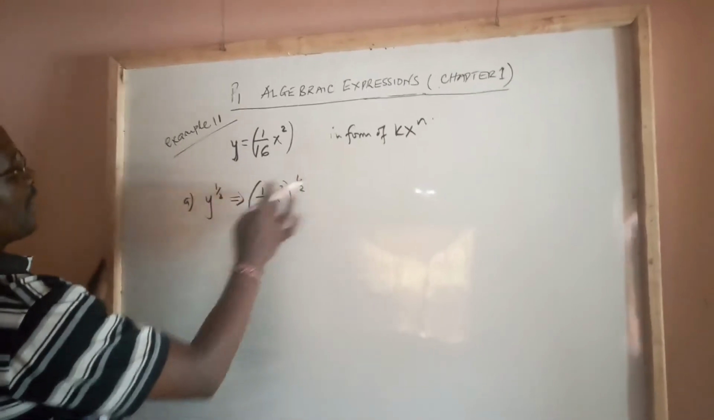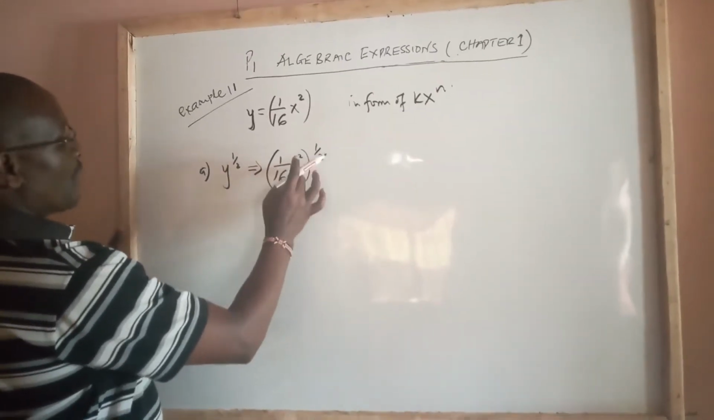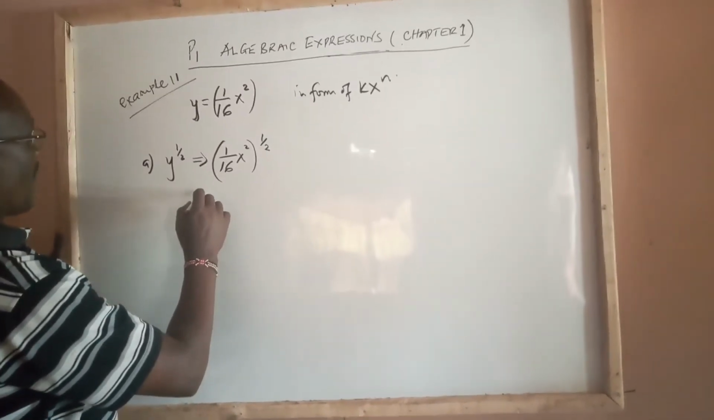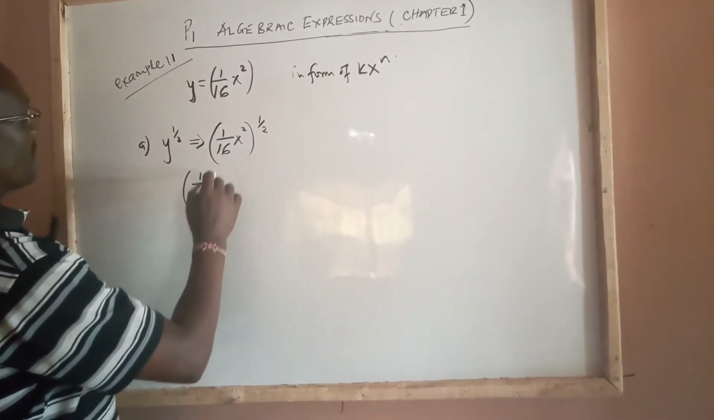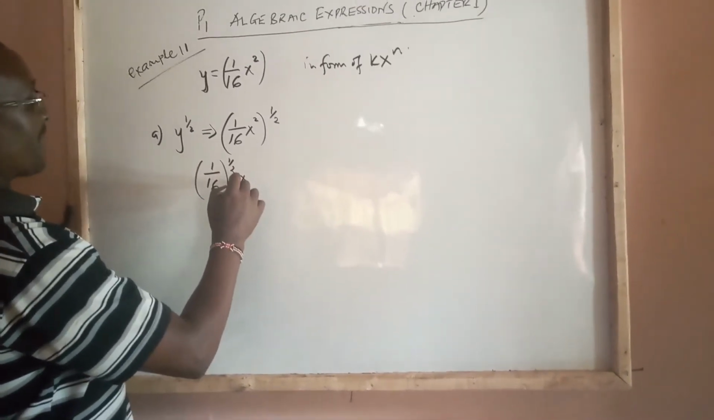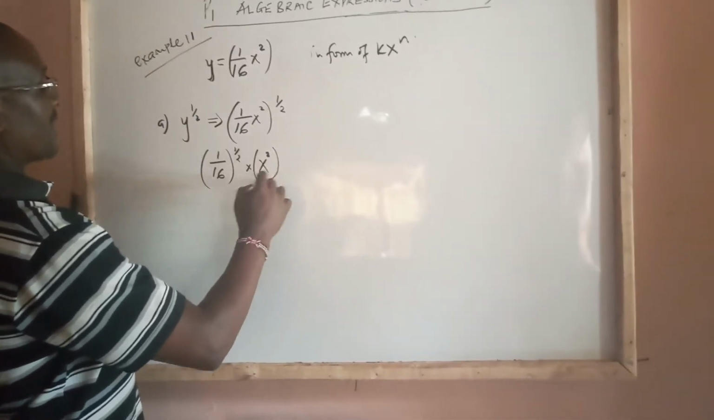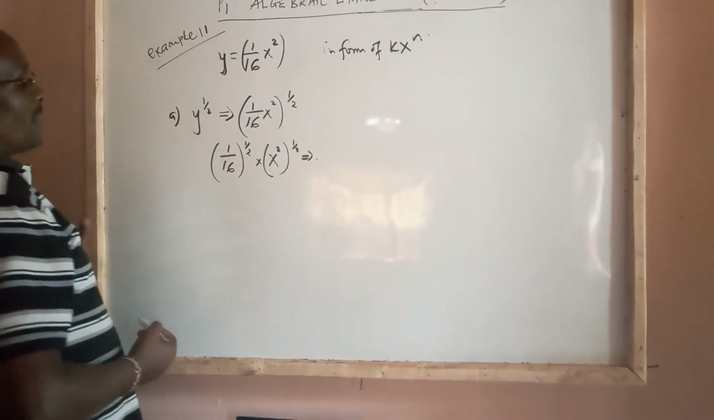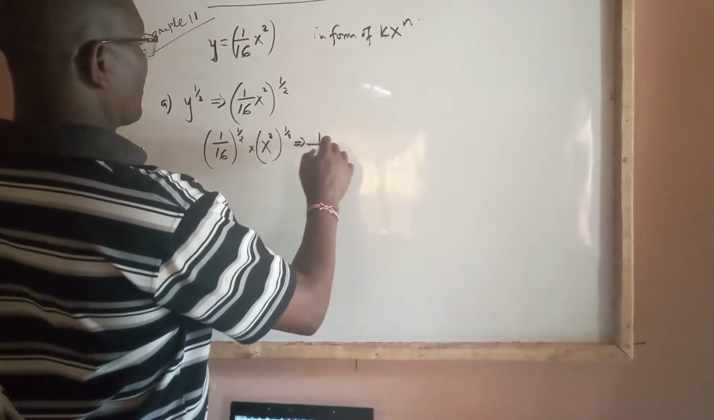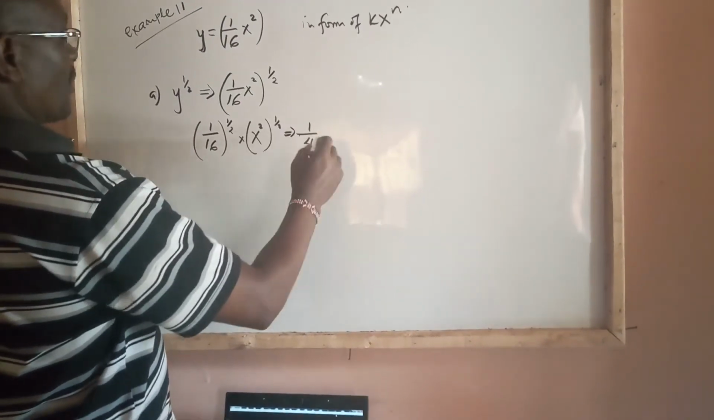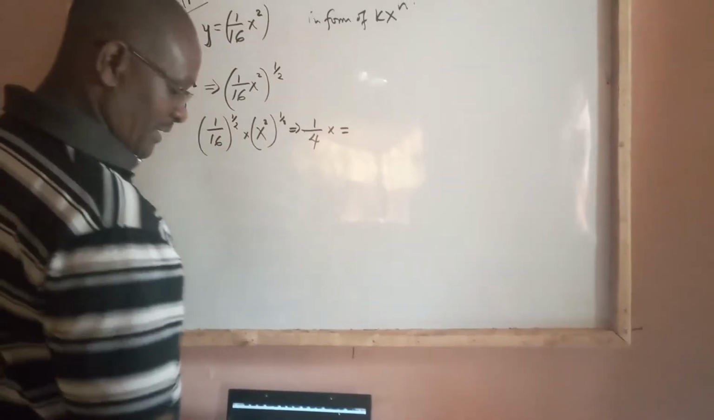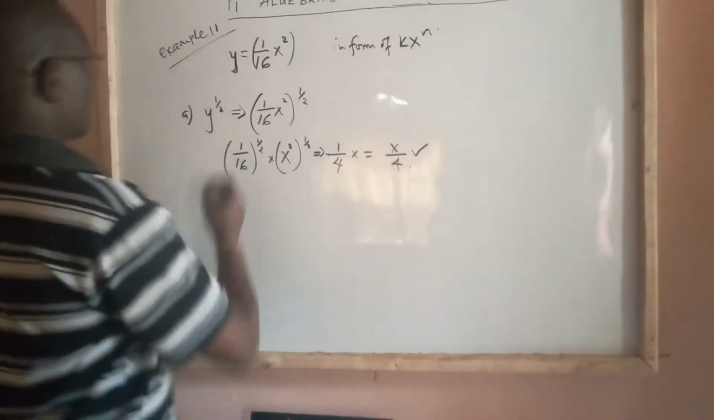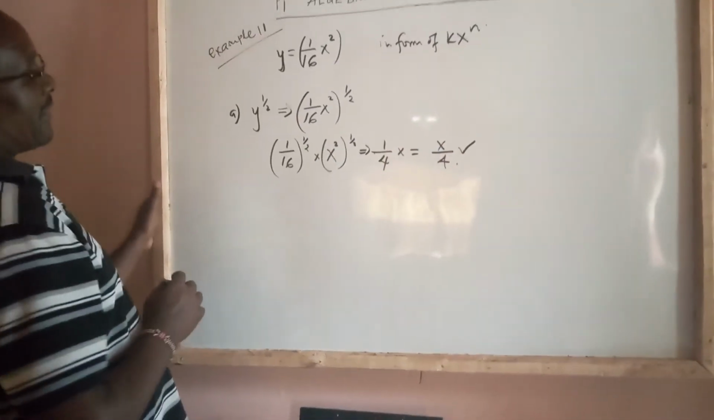We need to get the square root of the whole of the number part and the square root of the algebraic part. So we are talking about 1 over 16 raised to power a half multiplied by x squared raised to power a half. And this gives us the square root of 1 over 16 is simply 1 over 4, and the square root of x squared is simply x. And the final submission is x over 4. That is what we realize y raised to power half to be.